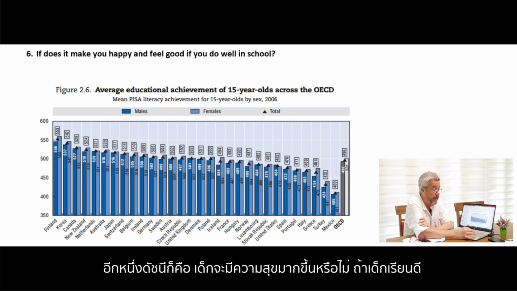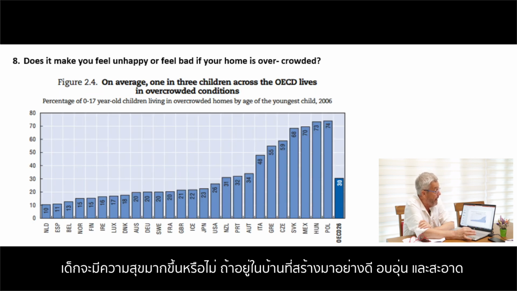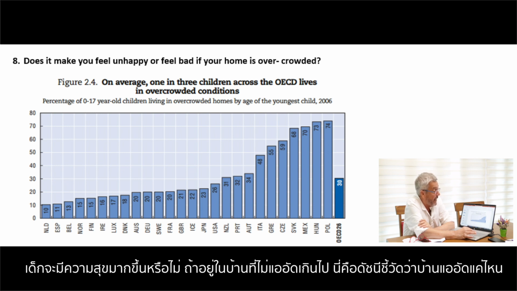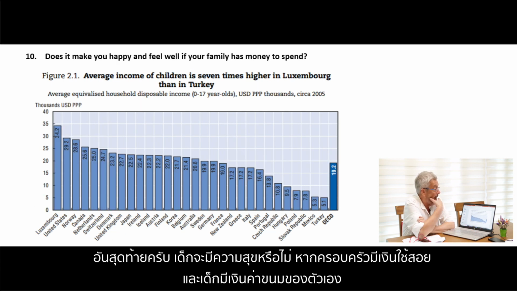Are you happier if you do well in school? There's an index. Are you happier if your house is well built, warm and clean? Are you happier if your house is not overcrowded? And that's an index of how overcrowded houses are. Does it make you unhappy if your family is poor? And finally, does it make you happy if you feel well, if your family has money to spend and whether you have pocket money?